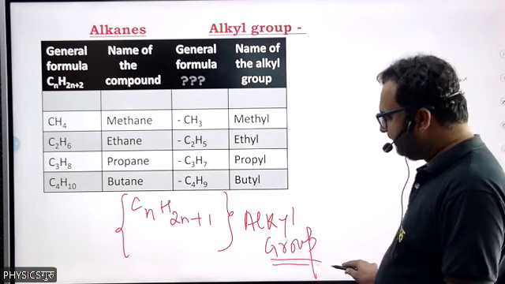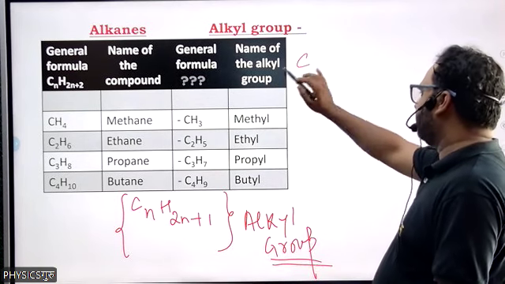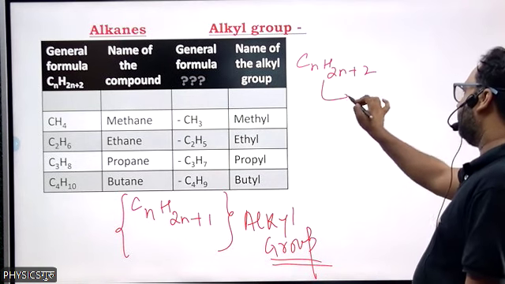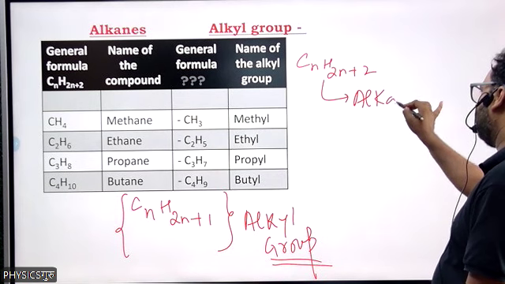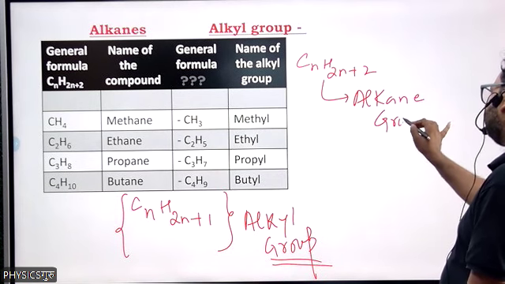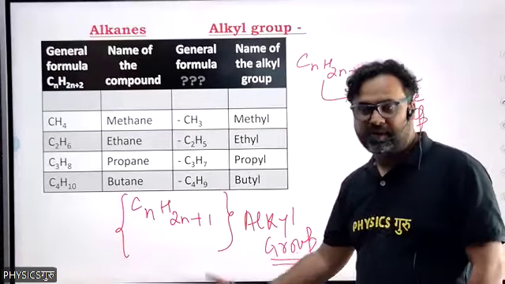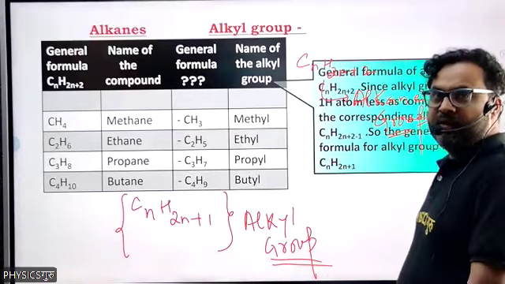CnH2n+2 is basically the alkane group. CnH2n+2 is alkane, and CnH2n+1 is alkyl group. Next one.